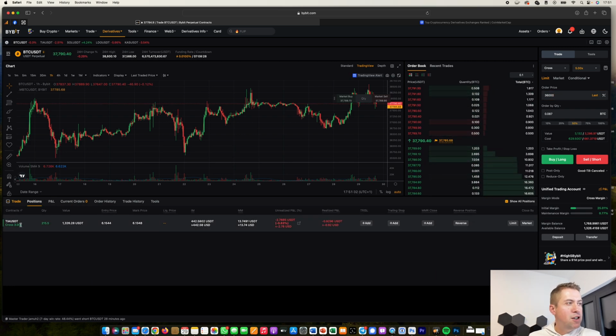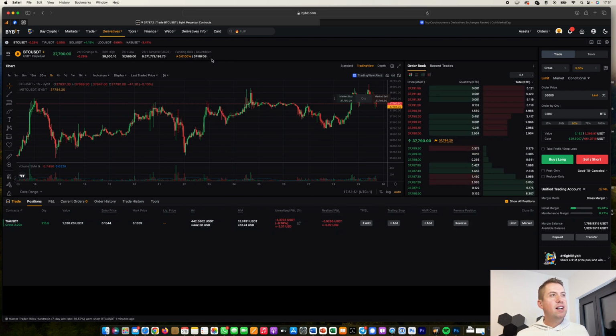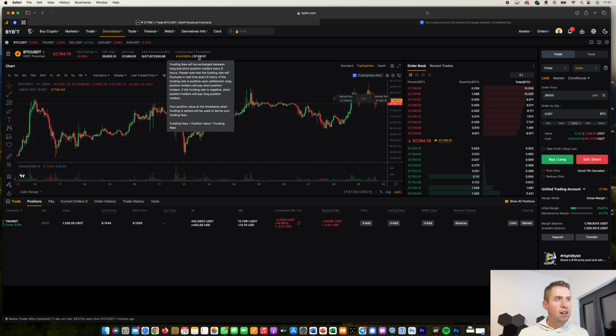And once you're in a position, you can see you have a clear position here. You can see the entry price, the market price, the realized P&L and the unrealized P&L. Realized P&L is basically the fee you are paying when you open a position, and the funding. So you can see the current funding rate here.